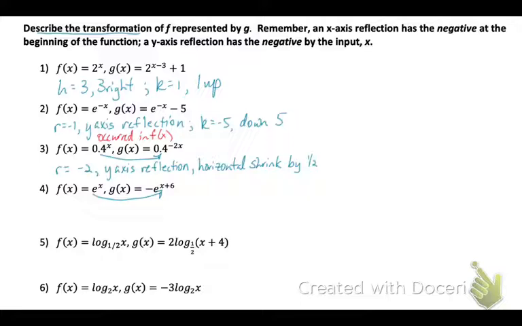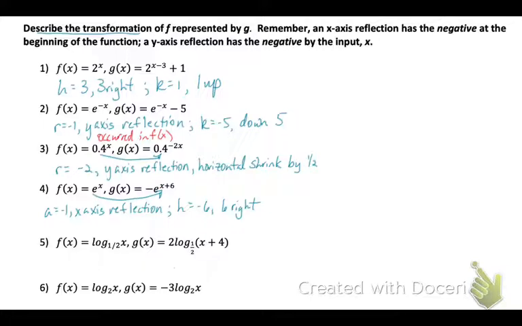Now looking at number 4, we're back to a base e equation. So f of x equals e to the x. G of x equals negative e raised to the x plus 6. So we have an a value, a value out front that's multiplying. That's negative 1. So that's when we have an x-axis reflection. Our h value is negative 6. So it's going to shift 6 actually to the left. I get confused, but I'll come back and fix that in a minute.